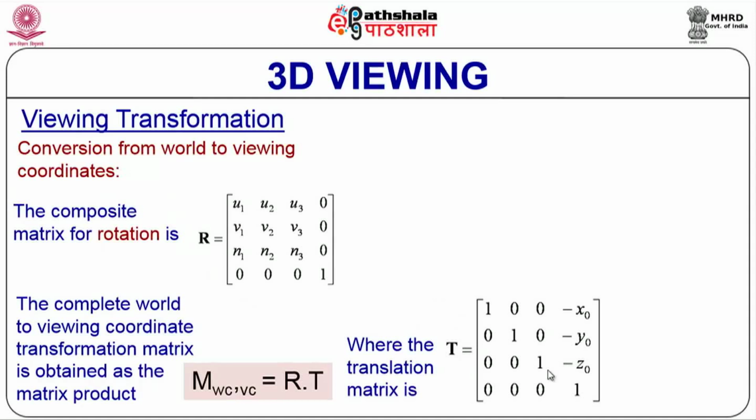Now, the composite matrix R is given by U1, U2, U3, 0, V1, V2, V3, 0 and N1, N2, N3, 0. The U, V, N are the unit vectors along the 3 mutually perpendicular directions, and these are the components of the unit vectors. U1, U2, U3 are the components of the unit vectors.